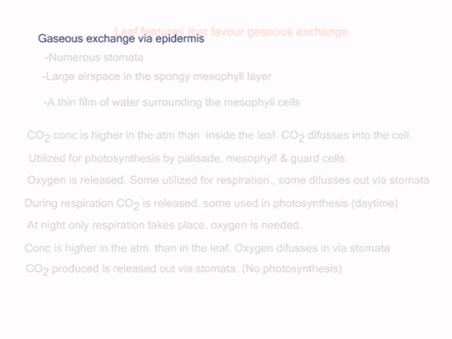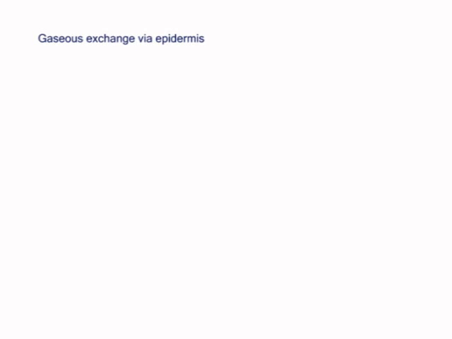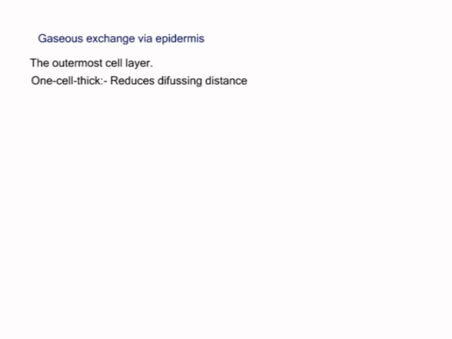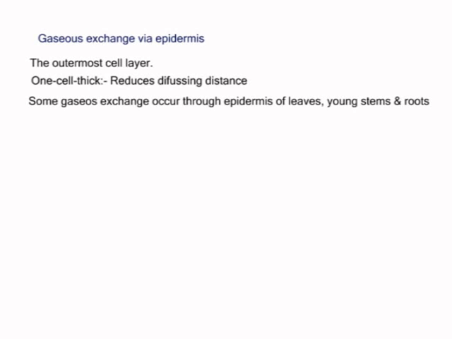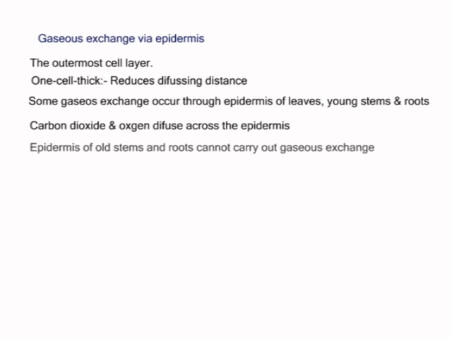Gaseous exchange through the epidermis. The epidermis is the outermost cell layer. It is one cell thick, which reduces the distance through which diffusion occurs. Some gaseous exchange occurs through the epidermis of leaves, young stems and roots. Carbon dioxide and oxygen diffuse across the epidermal cells along a concentration gradient. The epidermis of old stems and roots peels off and cannot carry out gaseous exchange.